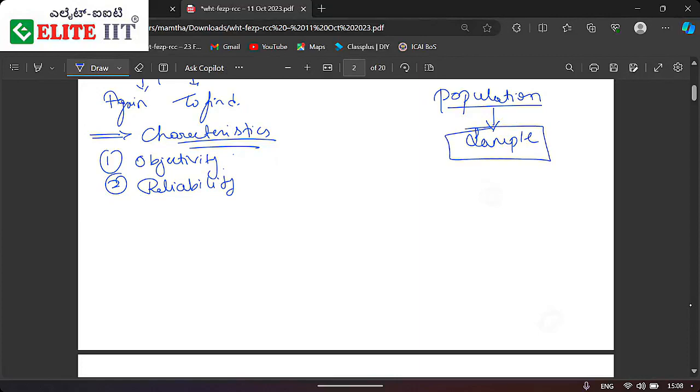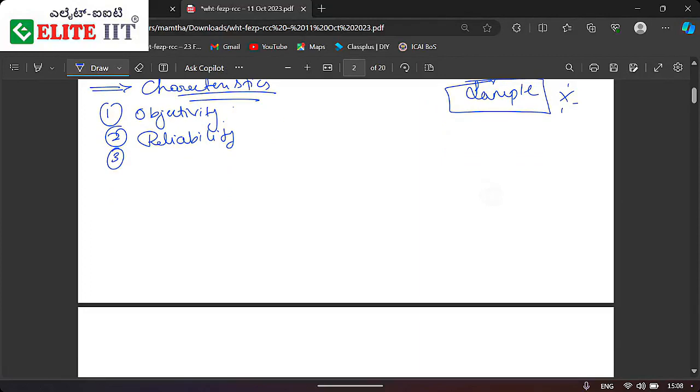I'll discuss this when it comes to samples. Usually we have types of samples, and I think in most of the previous year papers we had a question on the types of samples. I'll come to this later. So we'll go ahead with this first. The second characteristic is reliability, and the third one is validity.